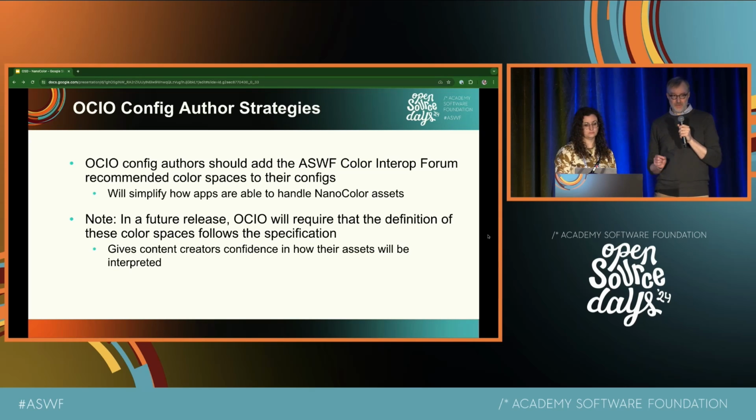So let's look at the considerations from the config author's point of view. We're recommending that OCIO config authors add the ASWF color interop forum recommended color spaces to their configs. And this will simplify the workflow if they need to import a NanoColor-based asset. And we should note that in a future release, OCIO will require that the definition of these core color spaces must follow the specification. And the reason for this is to give asset creators confidence that these specific color spaces will always be interpreted and implemented in a specific way.